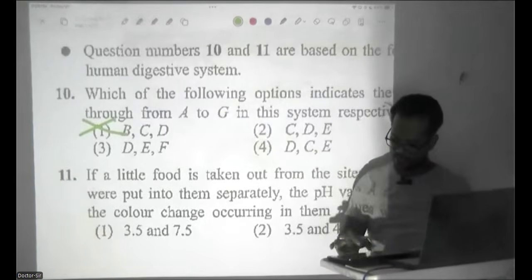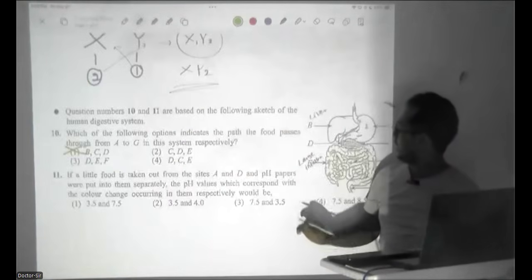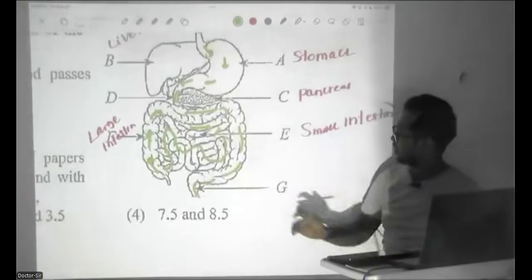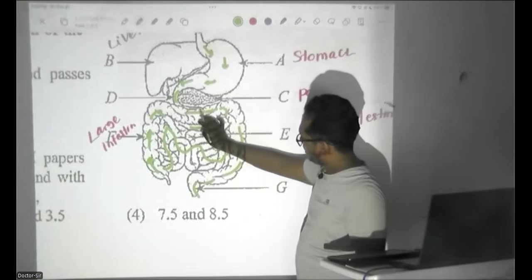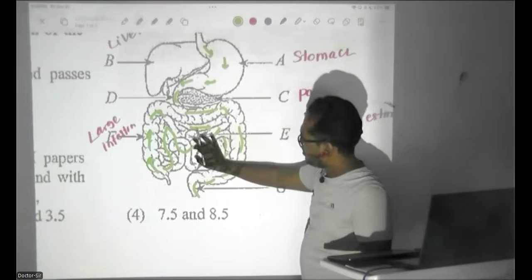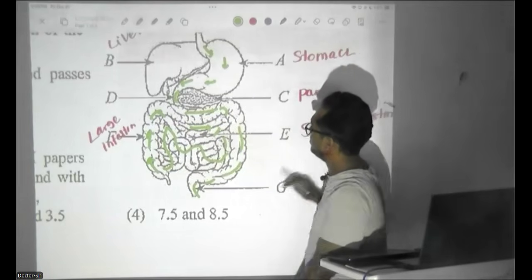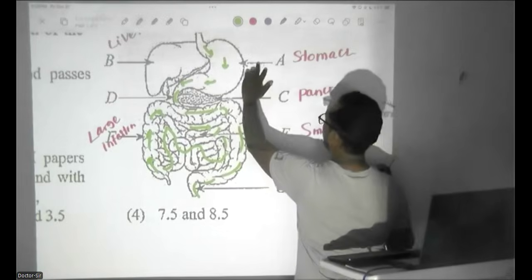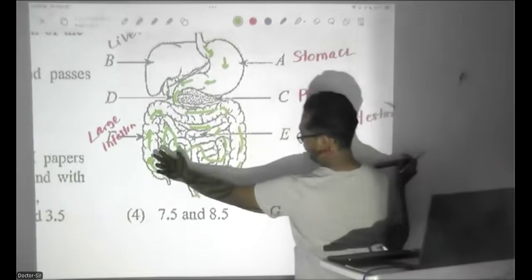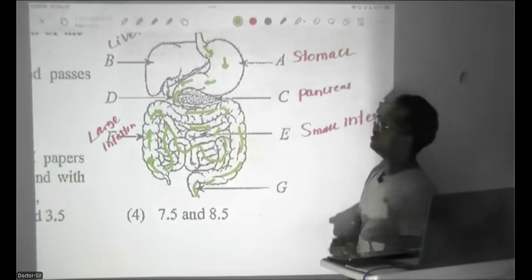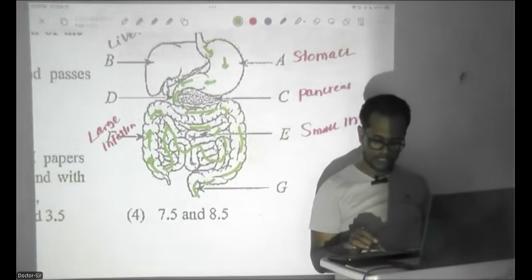Okay, right. So it will be coming to the area D. I told you it is the duodenum, the first part of the intestine. Then it will be coming to the rest of the intestine. Then it will go to the large intestine. So A to D, D to E, E to F, F to finally G. Okay, so that is the order.